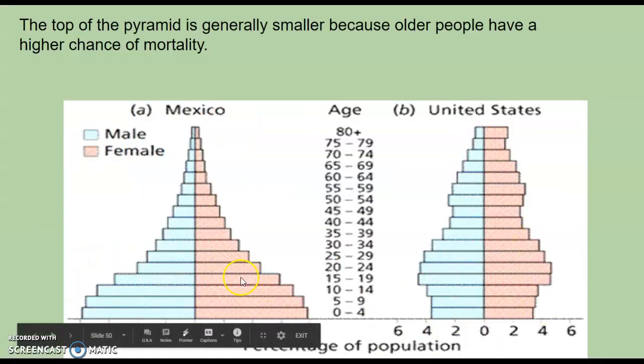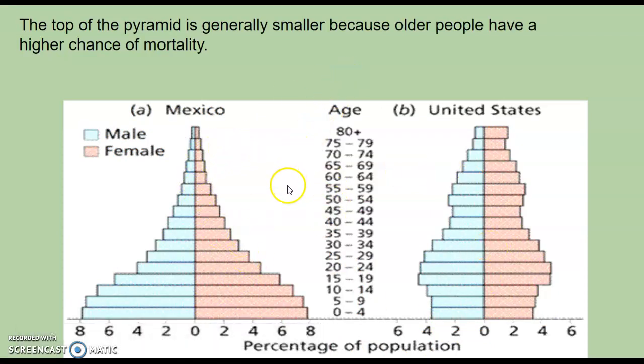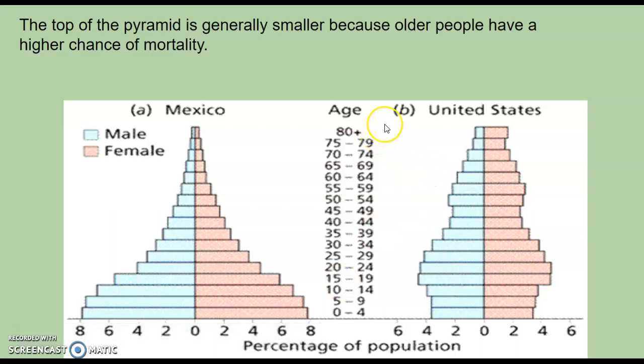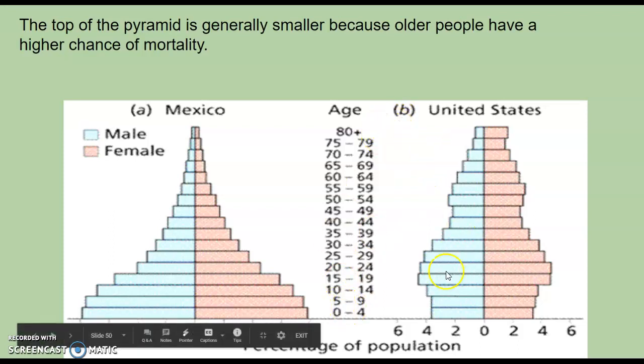So the reason why they're called a pyramid is because the top of the pyramid is generally smaller because older people have a higher chance of dying than younger people. Therefore, it's shaped like a pyramid because most of the time a population has more younger people than older people, because older people are dying. So this is how it's really set up. It's usually males on the left, females on the right, and it's divided by age groups and population size. Younger populations are down here, older towards the top.